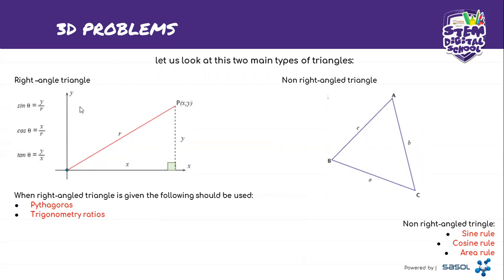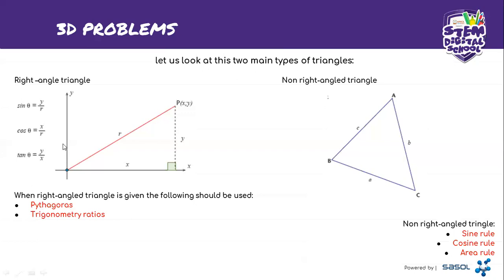Now, let us look into these two triangles. The first one, you can see that we are having a right angle triangle. Under a right angle triangle, for instance, if you are being asked to calculate a side or angle, then we're going to use the following. First, we're going to use Pythagoras, or we can use trig ratios.